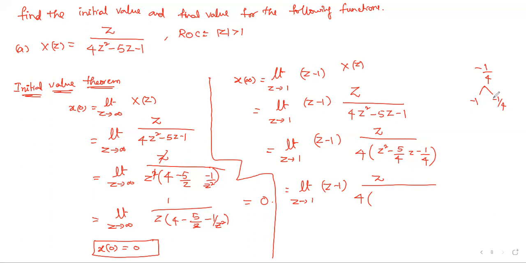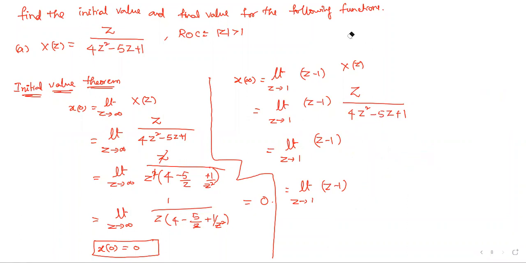One into minus 1 minus 1 by 4, how much? Minus 5 by 4. So in the question, this is plus 1, this is also plus 1, here also plus 1. So this is plus 1. So now here only you can write it.